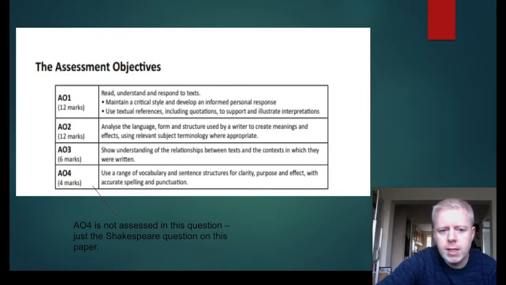Another quick reminder as to the assessment objectives. As with a lot of the literature sections for AQA, the mark allocation is 30 and it's divided 12, 12 and 6, AO1, AO2 and AO3. AO4, the SPAG allocation, is not for this question. This is on paper 1. It's for Shakespeare only, not for A Christmas Carol.